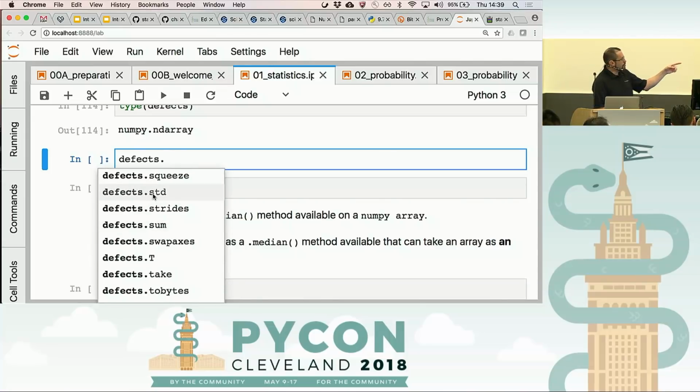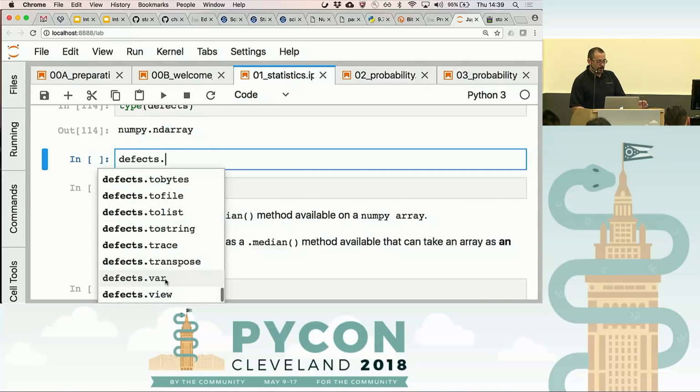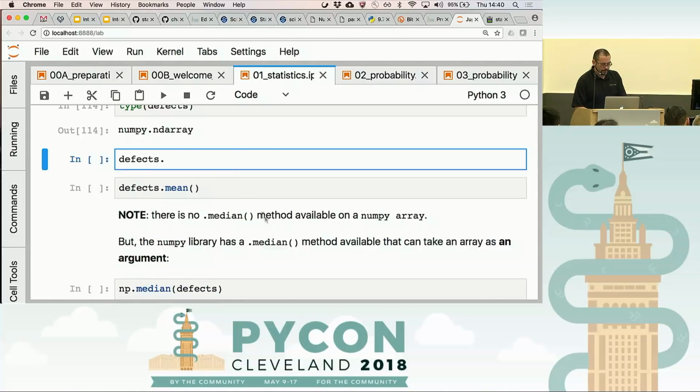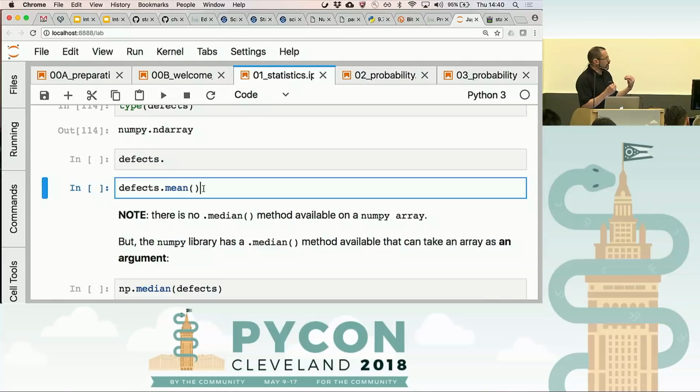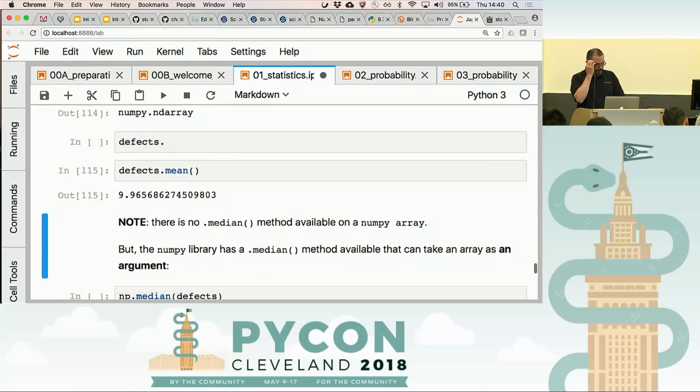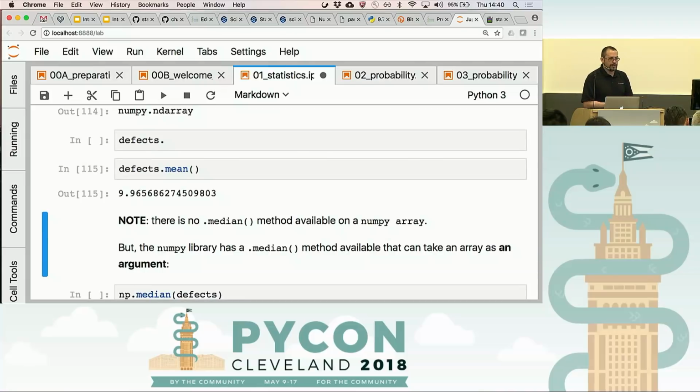Notice they do have a method in here called std, short for standard deviation. They have a method called var, short for variance. All right, I'm going to start off simple and use the mean function. So we'll calculate the mean, and sure enough, the average is 9.96, as this fine gentleman mentioned earlier.